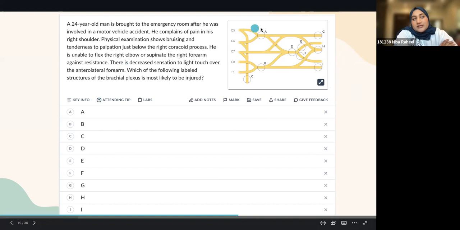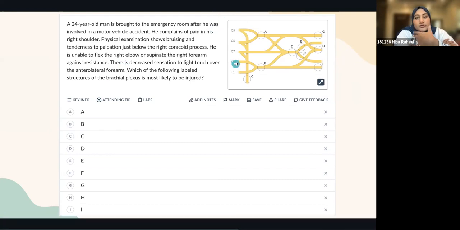Now AMBOSS is obviously a very difficult source, and for year one, honestly, if you get AMBOSS questions wrong, it is completely fine. That is okay, because they're very, very hard, and I completely understand if you get them wrong. However, if you get them right, then that is a really good sign. That means you're doing great, you're learning great, and you've done something right. So don't worry if you get them wrong.